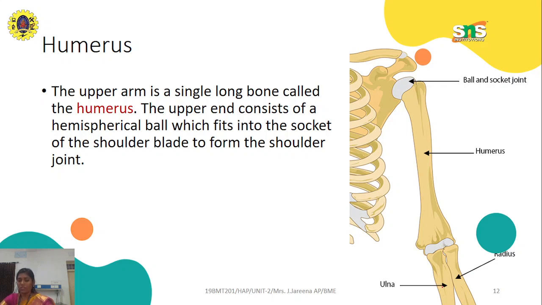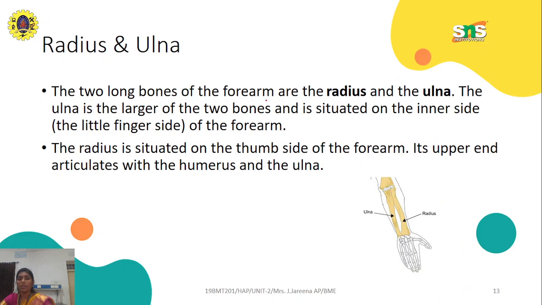The ulna part is continued to the little finger, and the radius part is continued to the thumb finger. So the ulna is the part facing towards the body, and the radius is facing outside of the body. So this is the trick to remember which one comes first and second. The ulna continues till the little finger, and the radius is the part which is straight to the thumb finger.